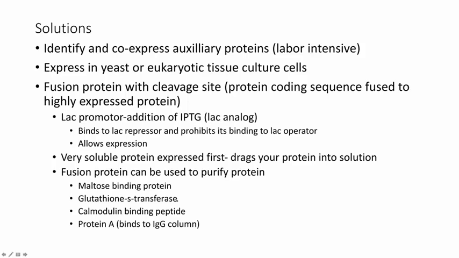Now, this also goes with glutathione S-transferase, and that's what we happen to be using. Our highly expressed protein in this case is glutathione S-transferase, and glutathione S-transferase has been hooked to the protein that we want to express, the SH2 protein. And so the glutathione S-transferase is very soluble, and it drags the SH2 into solution. Once it's in solution, we want to be able to purify it, and so we're going to bind it to a glutathione agarose column.